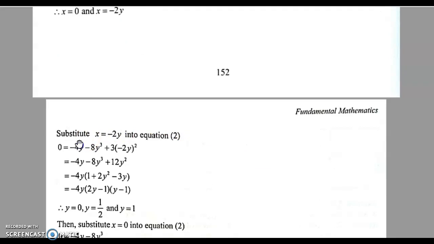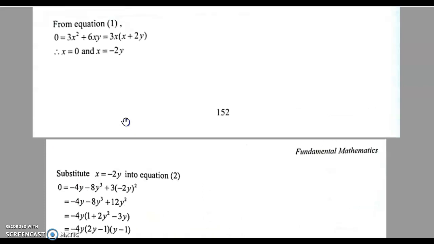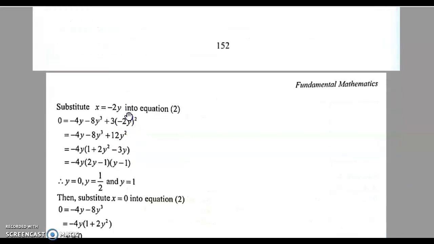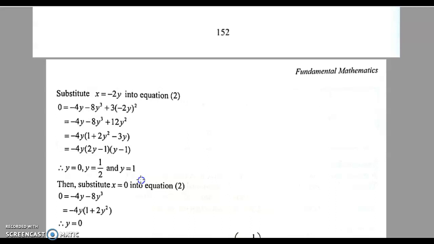So in this solution, substitute x equal to negative 2y into the other equation, which is equation 2 here. Every variable that is x will be substituted with negative 2y, and this is what the solution gave us. So solve for it, and you get y equal to 0, y equal to 1/2, and y equal to 1. So we have 3 values of y here.